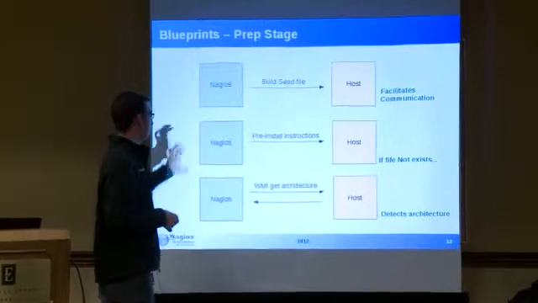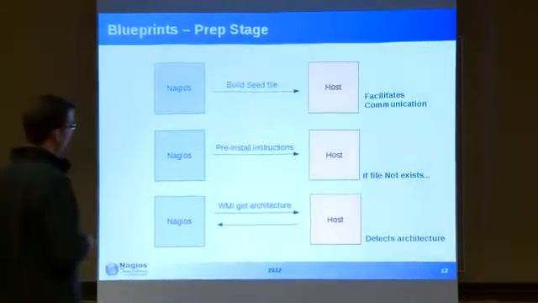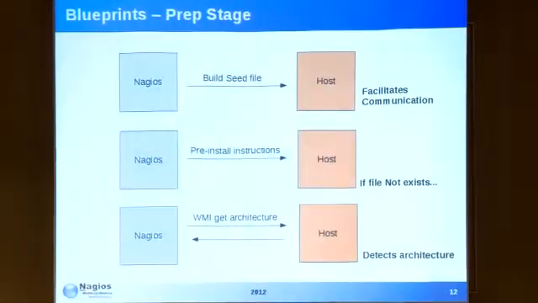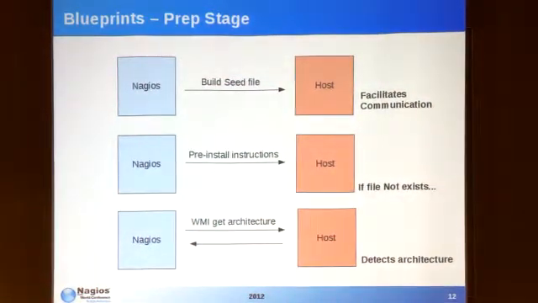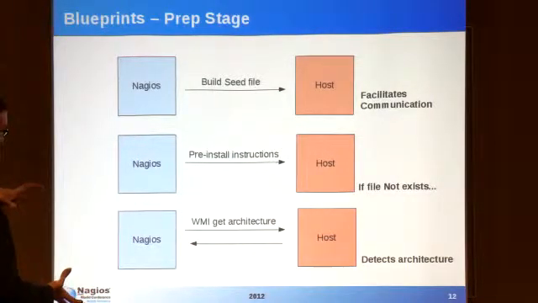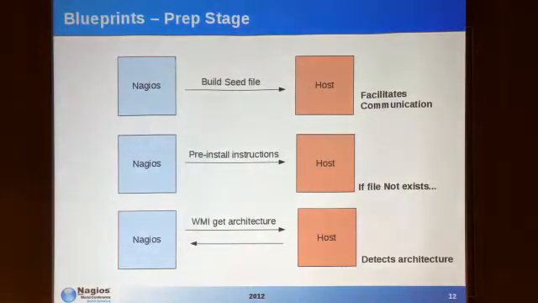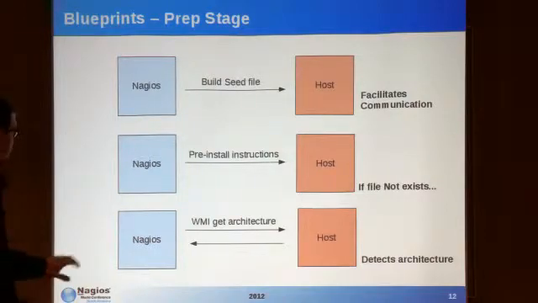So once the seed file is in place, we run any pre-install instructions. A pre-install instruction might look something like, if the file does not exist, so on and so forth. And these are all instructions that we'll look at within the recipe file, so we can actually dig a little deeper than what's actually presented on the web interface. It also does a get WMI architecture, so it automatically detects if it's a 32 or 64-bit OS, and it will push the appropriate package.